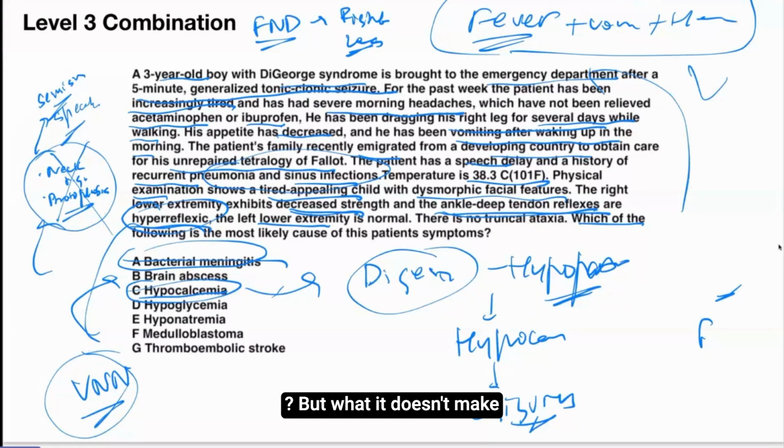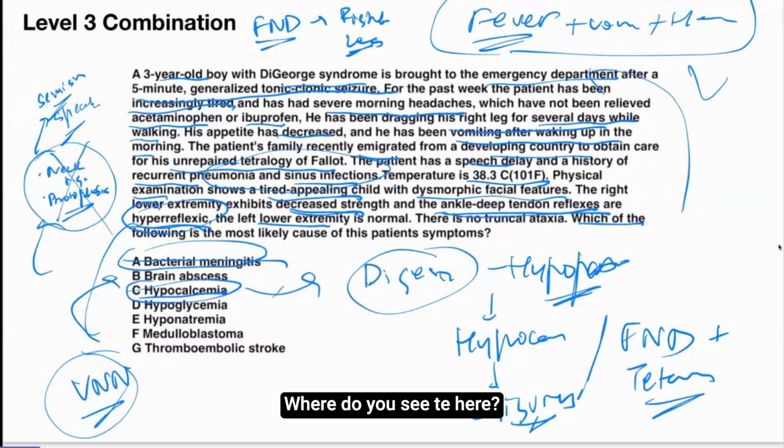Maybe. But what it doesn't make sense with hypocalcemia wise is focal neurological deficit. That is a negative clue. Also in hypocalcemia, you should see tetany. Where do you see tetany here? I don't see tetany here. Other things to think about hypocalcemia, it can cause global hyperreflexia, not hyperreflexia which is only isolated to left lower extremity. So that doesn't really make sense.